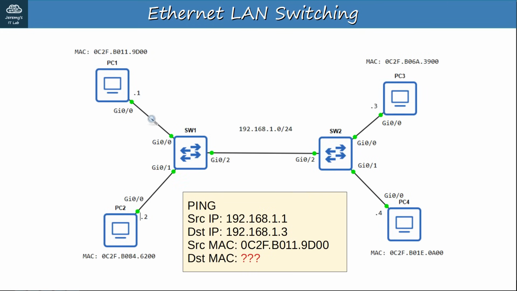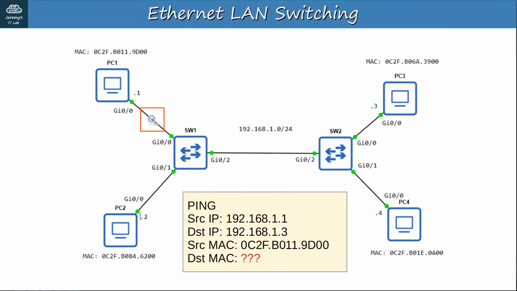So here's our topology, and notice this magnifying glass here. This is a cool feature of GNS3. It integrates with another piece of software called Wireshark, and we'll use it to analyze exactly what traffic passes between PC1 and Switch 1. I'm going to send a ping from PC1 to PC3.